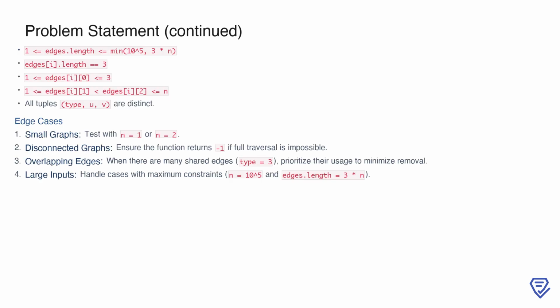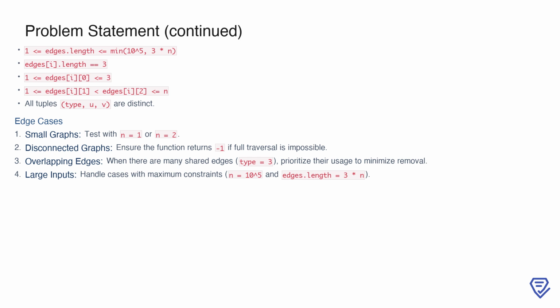Now, let's review the constraints and edge cases. The number of nodes n is constrained between 1 and 10^5, and the number of edges is between 1 and the minimum of 10^5 and 3 * n. Each edge is represented by a triplet, type, U, V, where type is between 1 and 3, and U and V are distinct nodes such that 1 <= U < V <= n. All tuples, type, U, V, are unique.